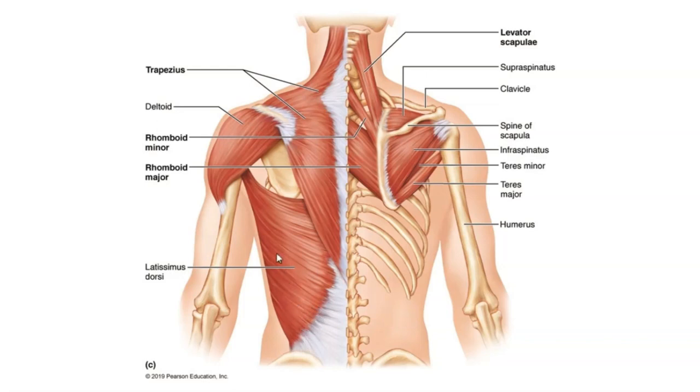But you can see that all of its fibers converge on the medial part of the humerus just behind or underneath the axilla, or the armpit. And so notice that it attaches to the arm. So that means that when this muscle contracts and pulls, it's going to have action on the arm. So specifically, the latissimus dorsi helps to extend the arm.